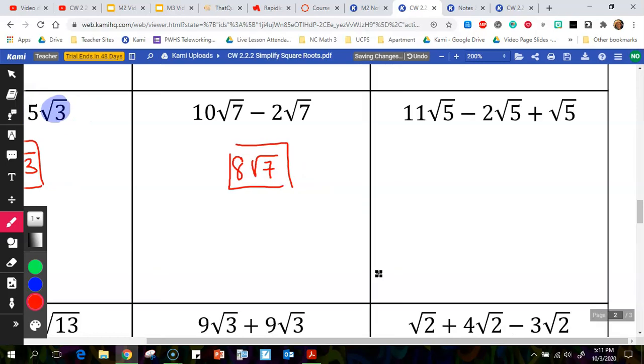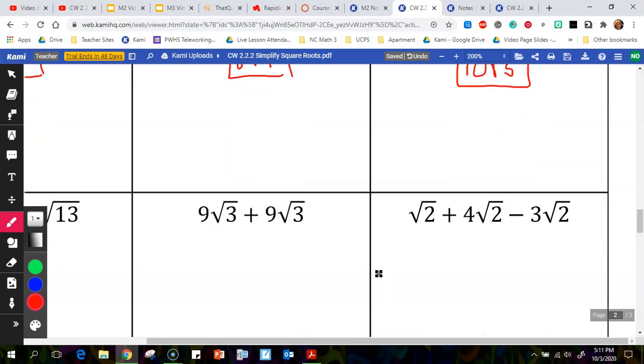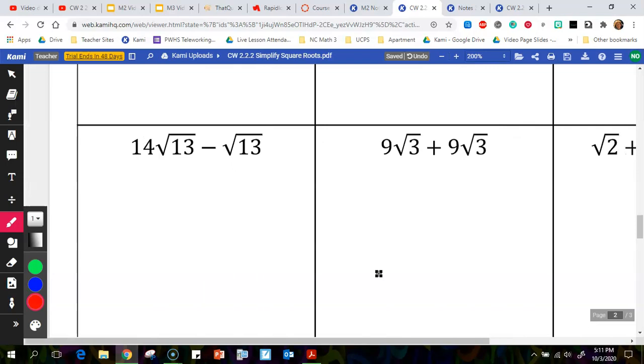Same thing over here. We have all the same roots. Now remember, there's a 1 right here. It's just like with a variable. 11 minus 2 is 9, plus 1 is 10 root 5. So you can add and subtract these as long as they have the same root. This one is 14 root 13 minus 1 root 13. That's 13 root 13. This one right here is 9 plus 9. That's 18 root 3.